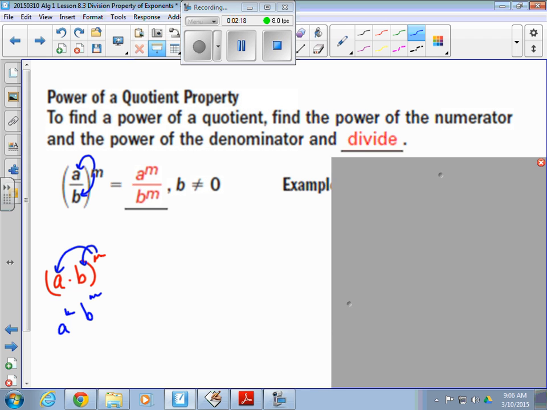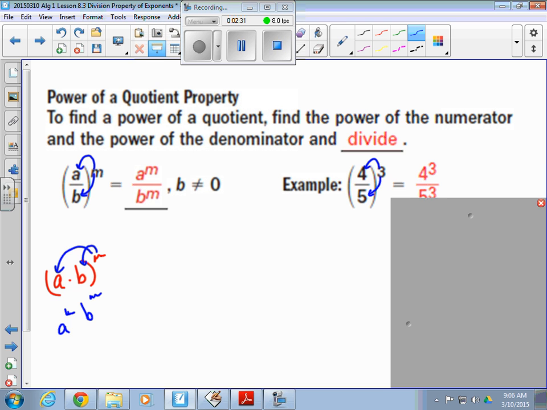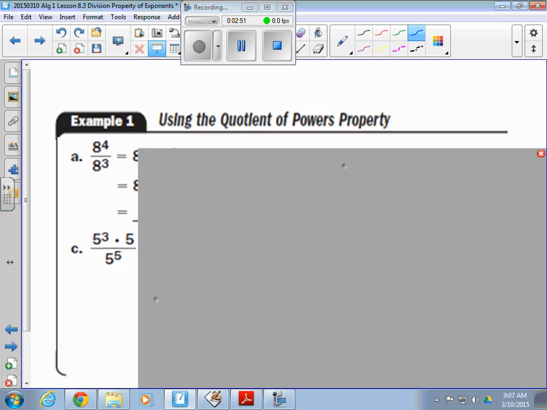The numbers that are going to be used are 4 over 5 to the 3rd. Raise 4 to the 3rd and 5 to the 3rd. 4 to the 3rd over 5 to the 3rd. 4 to the 3rd we know is 4 times 4 times 4. 5 to the 3rd is 5 times 5 times 5. So we can go further than that. But again, this is the power of a quotient property, telling you to raise both the numerator and the denominator to the exponent.